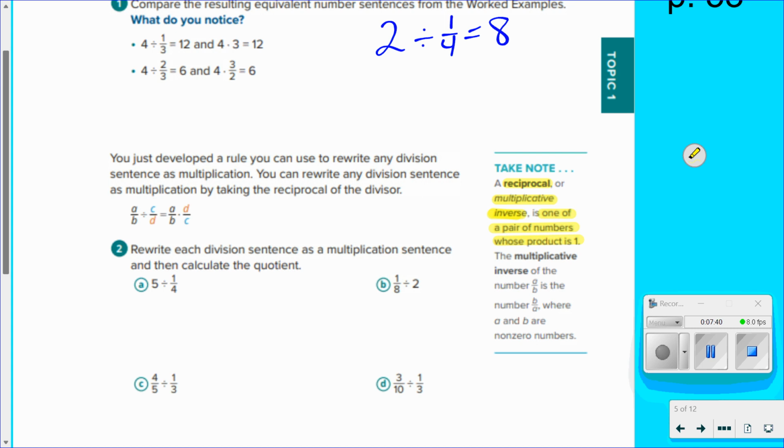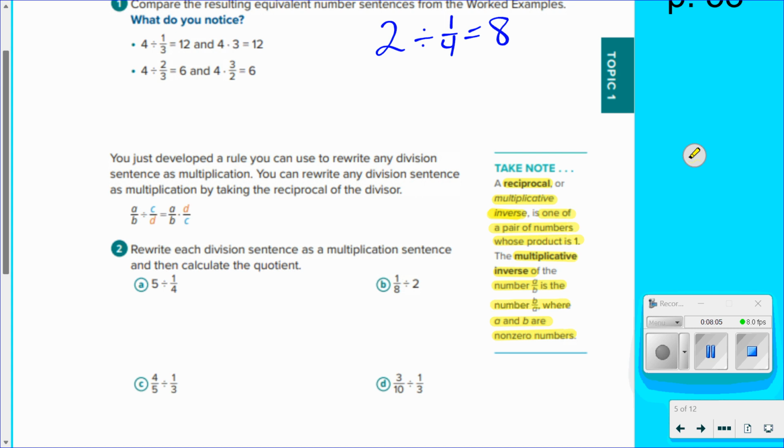The way you know it, the multiplicative inverse of a number, A over B, is the number B over A. One key in this, neither A nor B can be 0 because I can't have a 0 in my denominator. And when I flip them, that would be an undefined number. So A and B, the inverse is just literally flipping it upside down.